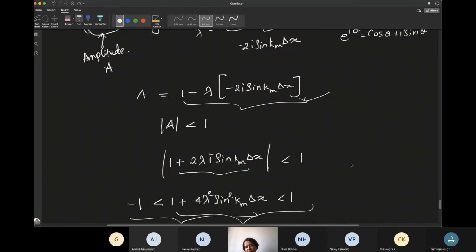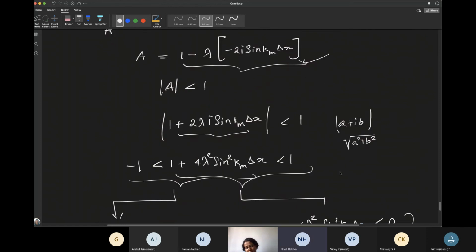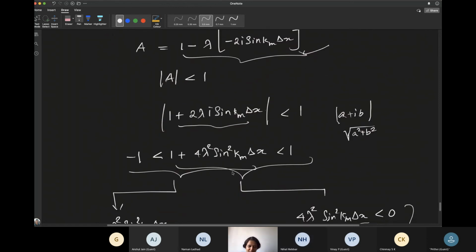Modulus of a complex number is, let's say, if you have a plus ib, it's going to be the square root of a squared plus b squared, right? Yes, ma'am. Okay. So this is correct.